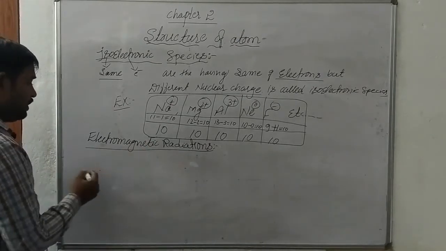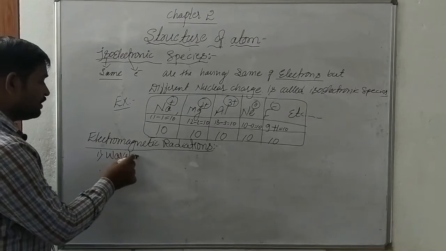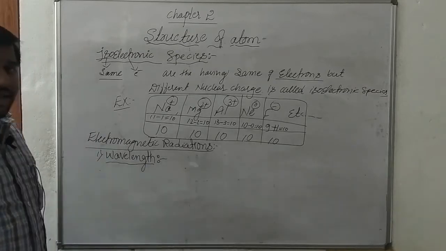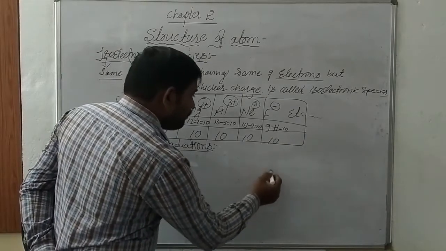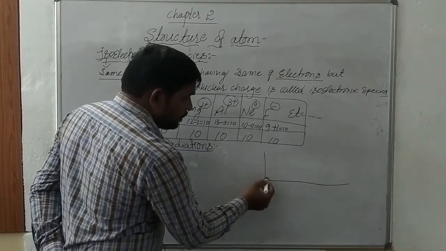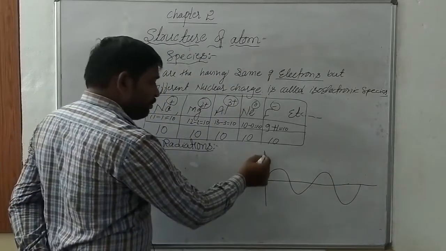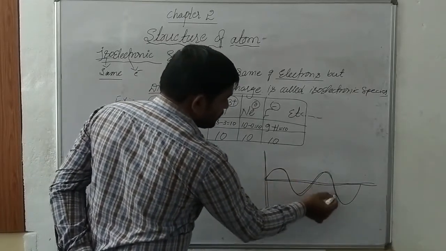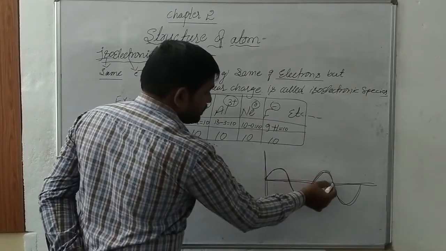What are the important electromagnetic radiation properties? One is wavelength. What do you mean by wavelength? Define wavelength and write its SI unit. Wavelength is nothing but, for any wave moving along its propagation, this is the propagating line, this is a perpendicular line. Any wave which can move like this, this is the propagation, this is the wave, this is a crest, this is a trough.